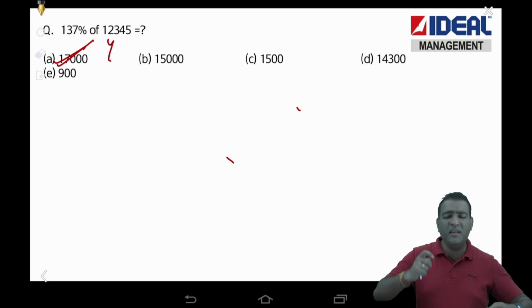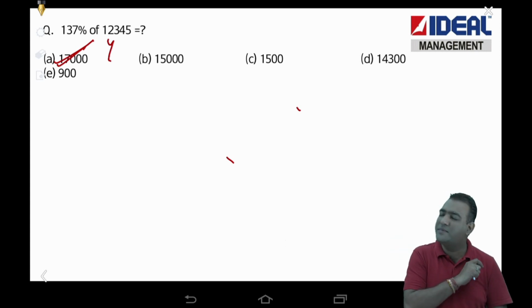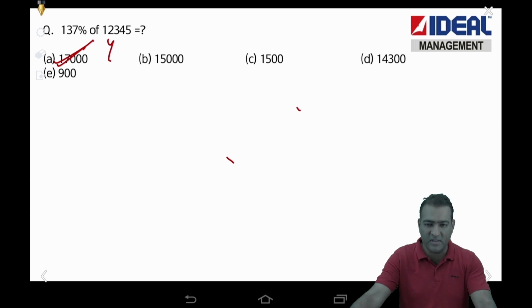So please understand, even in those easier questions, if you can just use these small things, it helps like anything. It does help like anything. Fair enough. That's it as far as simplification is concerned.